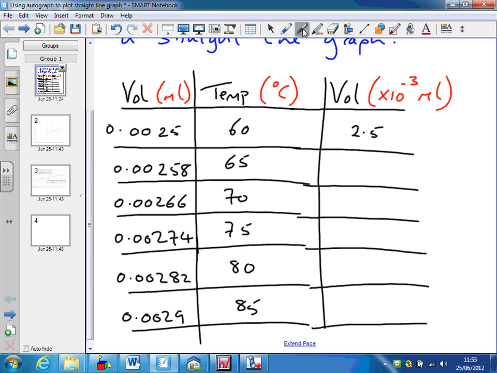Again, looking at this, 2.5 times 10 to the minus 3, 1, 2, 3, will take us back to there, the correct place for the decimal point. So the next one, I'd have to shift that 3 places to the right, and so 0.00258 would be 2.58. The next one would be 2.66, and so on. 2.74, 2.82, 2.9.